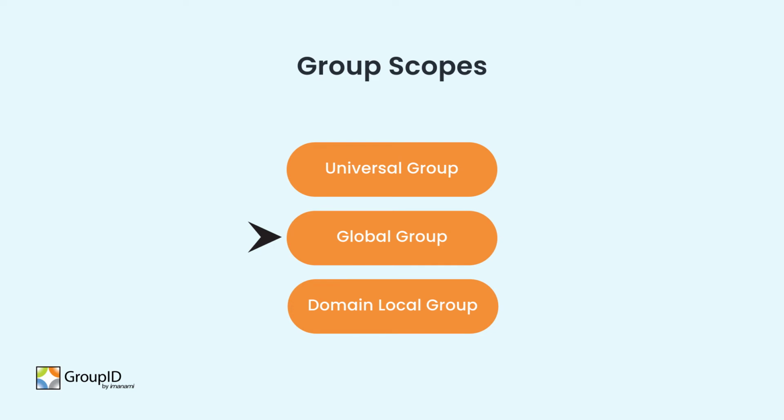Global group. It can contain users, computers, and groups from the same domain, but not universal groups. It can be a member of global groups of the same domain, domain local groups, or universal groups of any domain in the forest or trusted domains. Domain local group. It can contain users, computers, global groups, and universal groups from any domain in the forest and any trusted domain, and domain local groups from the same domain. Domain local groups are the only groups that can have members from outside the forest. And use global groups if you have trust, universal groups if you don't care about trust.